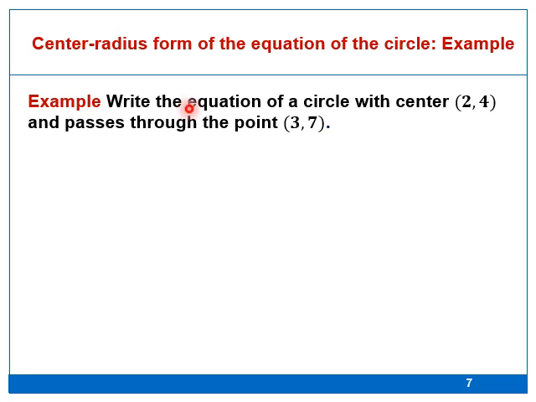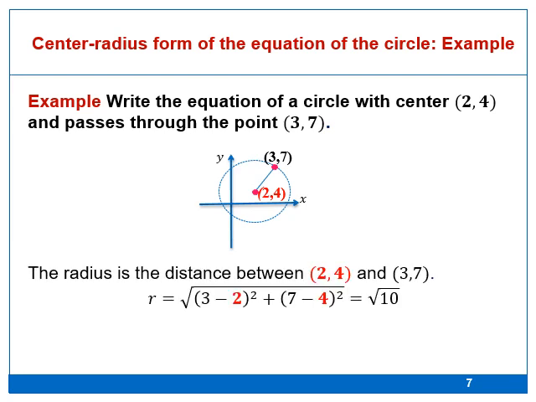We'll have another example where it's required to find the equation of a circle with center 2 and 4, and the circle passes through the point 3 and 7. First of all, we have to make a sketch of the problem. We can see that the center is given, but the radius is not given. So we have to calculate the radius at first. The radius is calculated using the distance formula, the distance between these 2 points. So it will be the square root of 3 minus 2 all squared plus 7 minus 4 all squared, which is the square root of 10.